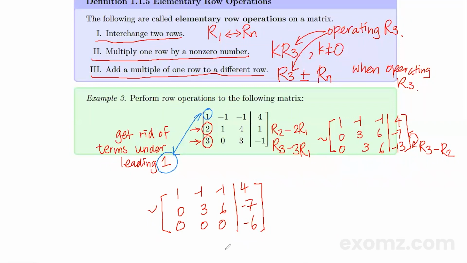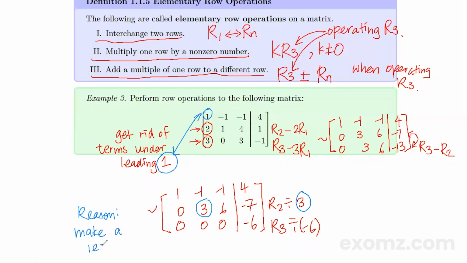And we can do one more thing to further simplify the matrix itself. For row 3 right here, we can divide it by -6 to make it look simpler. And for row 2, we can divide it by 3 because of this 3 right here. The reason behind this is that we want to make another leading one. Okay, so now we have this matrix.